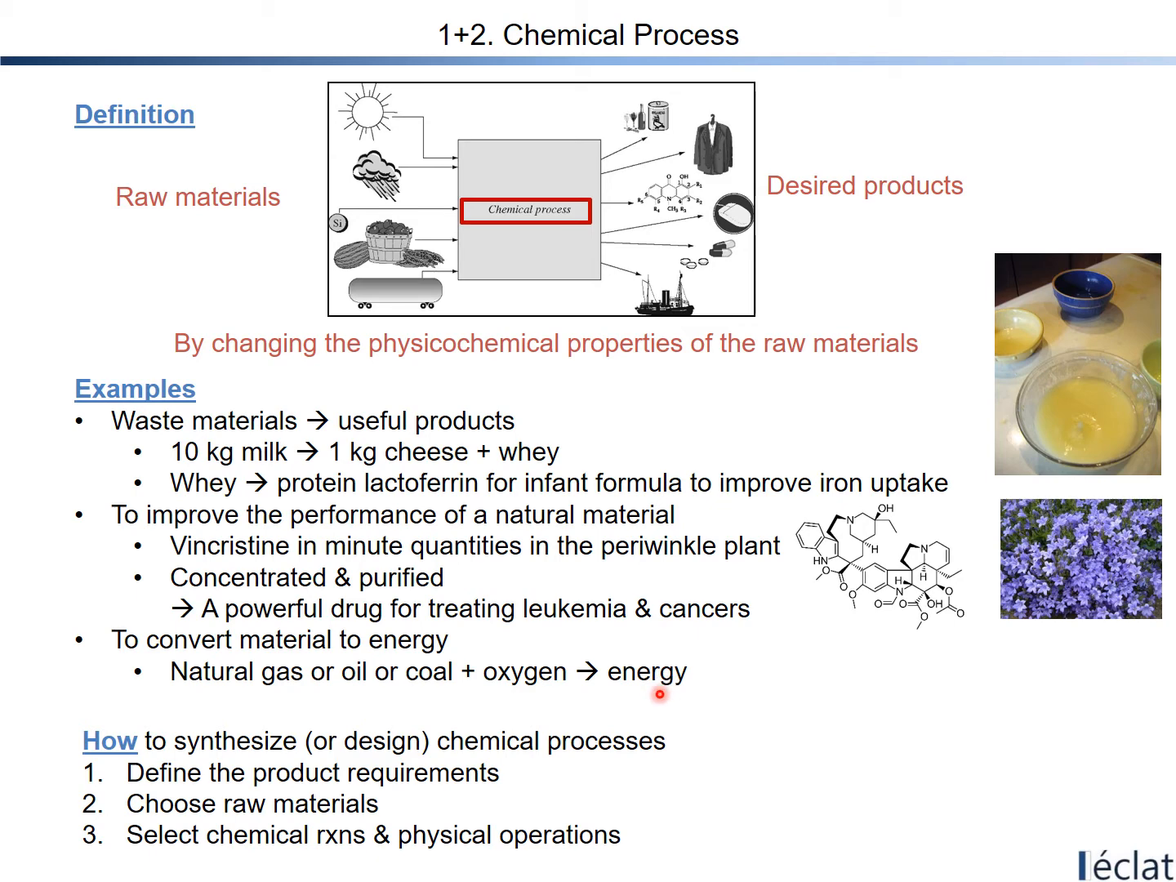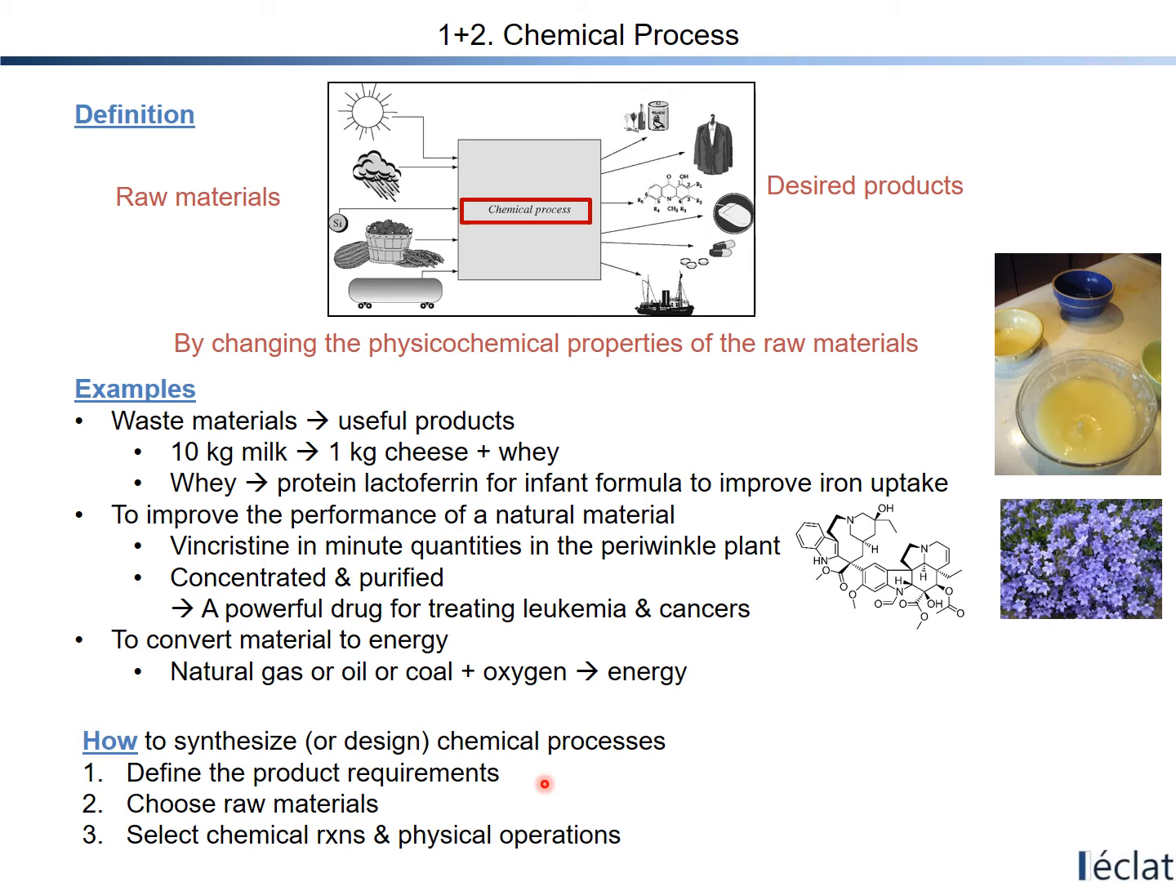So by using this energy, we could generate the electricity. Anyway, this combustion reaction for generating electricity could be considered as a chemical process. Okay, next one. How can we design chemical processes?